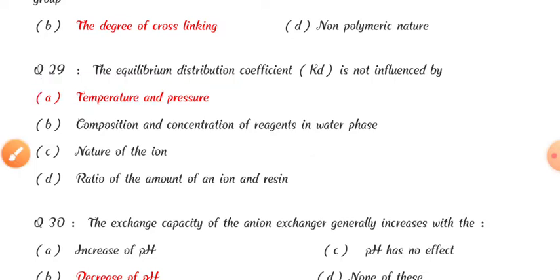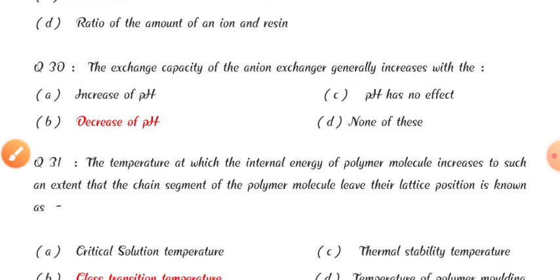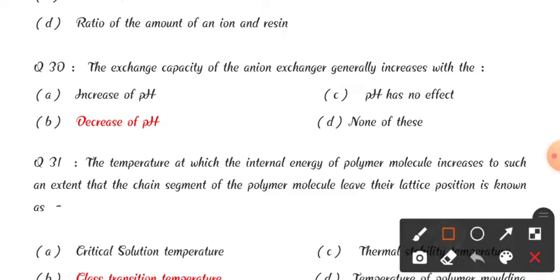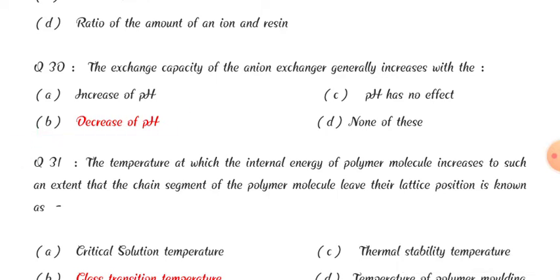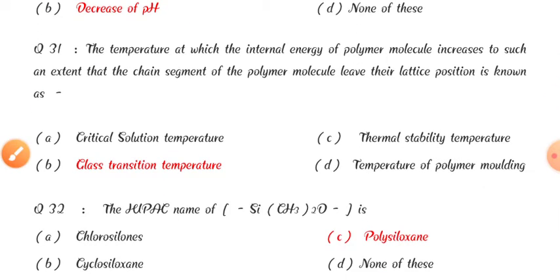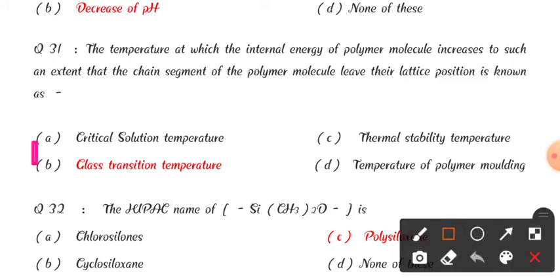Now question number 30: the exchange capacity of the anion exchanger generally increases with the decrease of pH. Option B is the correct answer. Now question number 31: the temperature at which the internal energy of a polymer molecule increases to such an extent that the chain segments of the polymer molecule leave their lattice position is known as the glass transition temperature. That's why option B is the correct answer.